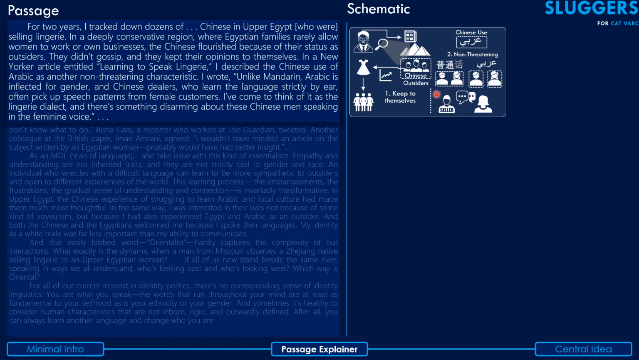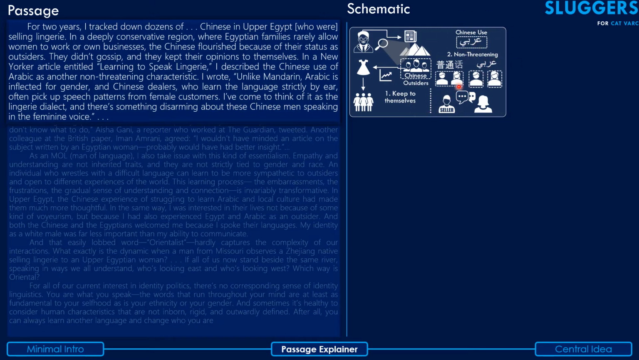And the Chinese sellers are oblivious of this fact, and they pick up the language from their customers who are females, and they in turn also pick up the same female pronouns. They end up using the same female pronouns for themselves when they talk, and hence they end up seeming non-threatening.